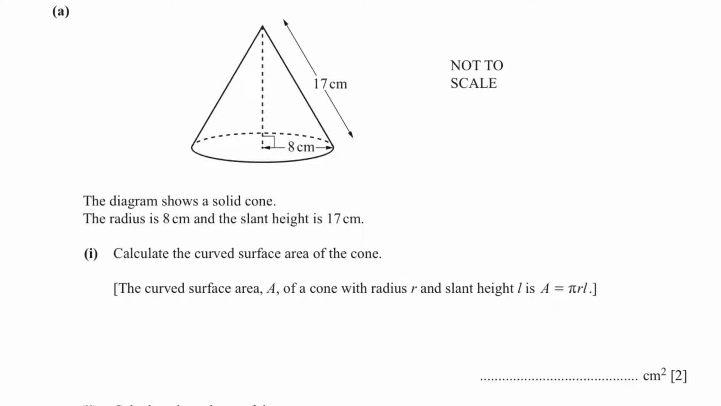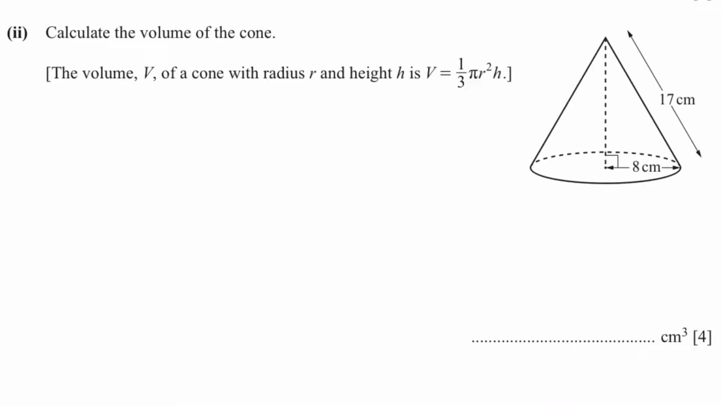So the curved surface area is going to be pi times radius, which is 8, times the slant height, which is 17. That gives 427.2, you can round it to 3 significant figures, 427 square centimeters. In the next question, we have to calculate the volume. The formula has been given to us.